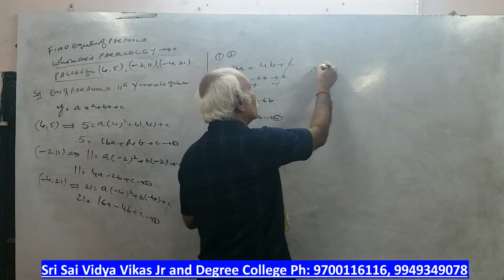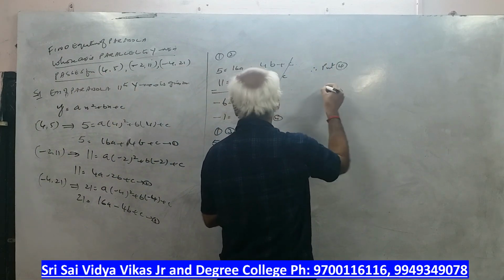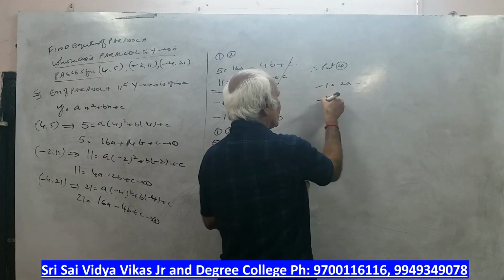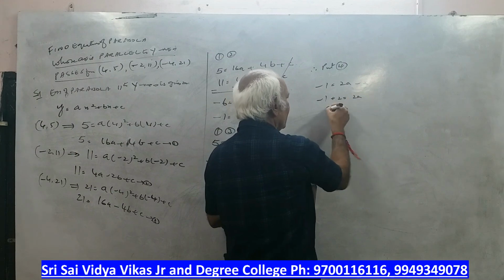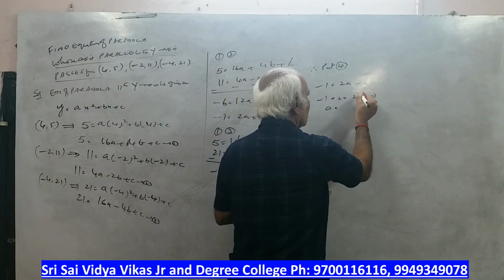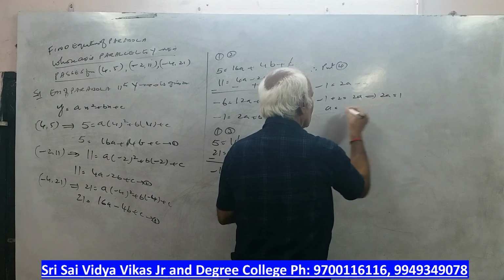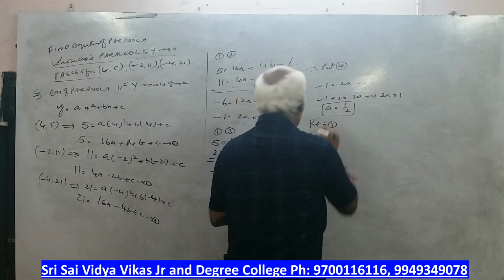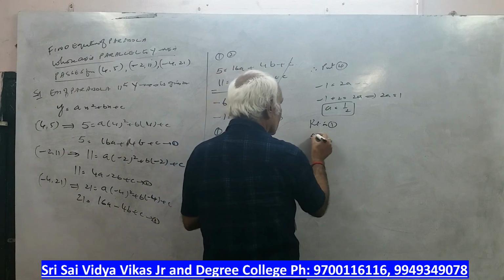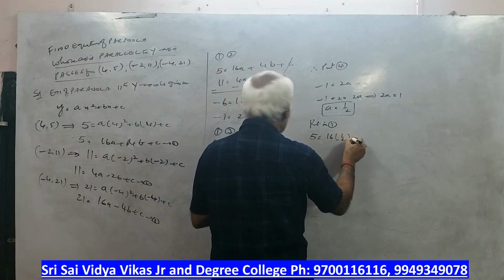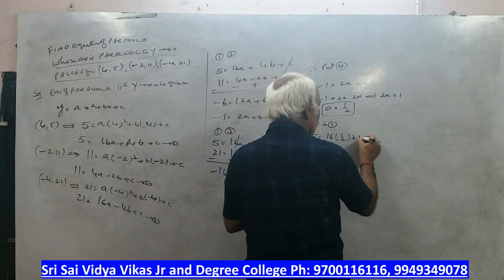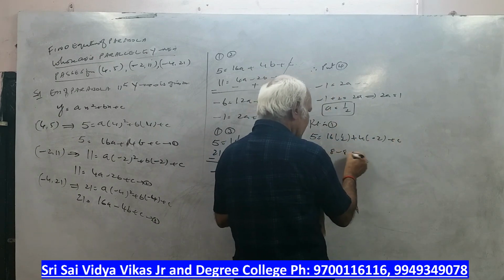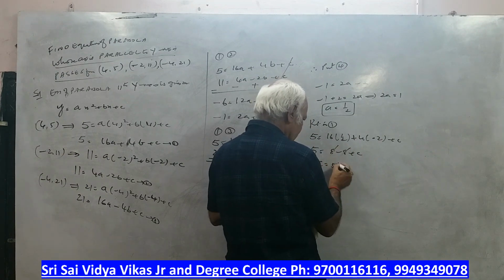Put in the fourth equation. So what will happen? Minus 1 is equal to 2a, b value minus 2. So if you bring here, minus 1 plus 2 is equal to 2a. 2a is equal to 1, a is equal to 1 by 2. Put in the first equation: 5 is equal to 16 into 1 by 2 plus 4 into b, b is minus 2, plus c. So 5 is equal to 8 minus 8 plus c, 8 will get cancelled, c is equal to 5.